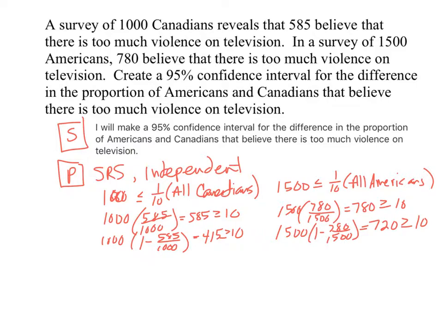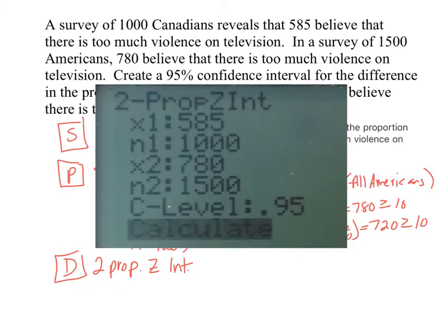So now we get to the do piece of this, where we actually do our two proportion interval. We could say Z interval if we wanted, but let's build this with the calculator. Okay, so you find this in that good old test menu. And I just wanted to draw your attention to one thing, because in this example we were given data. We were given 585 out of 1,000, 780 out of 1,500.